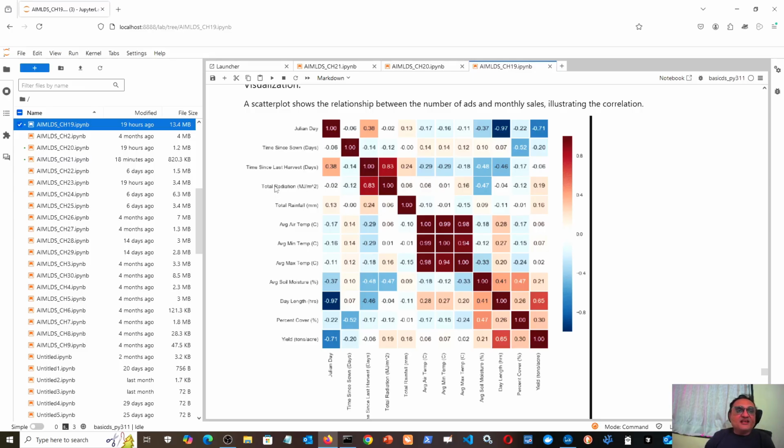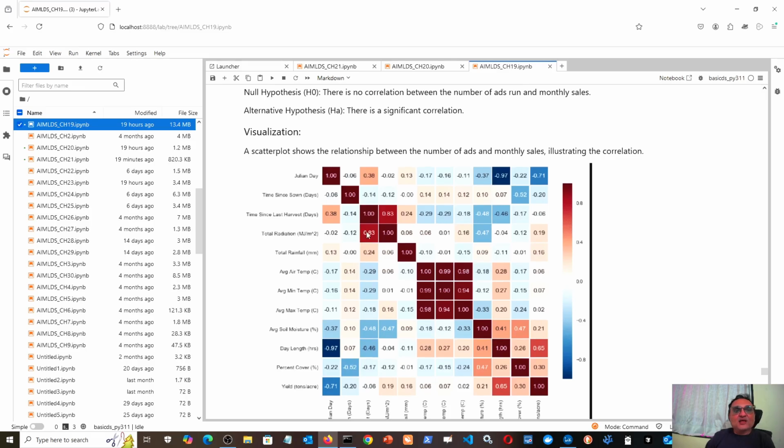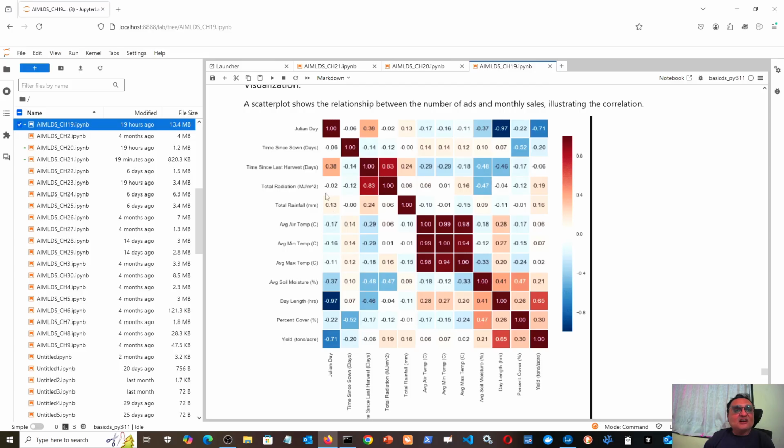So there is 83% correlation between total radiation and time since last harvest. Now if I don't want to remove them, because the correlation is not as strong as 99% or 100% or 97%, I can try to make a new variable obtained by, say, multiplication of these two variables, total radiation multiplied by the time since last harvest, or by division of these two variables, or some other feature engineering. In that way I am getting both benefits.